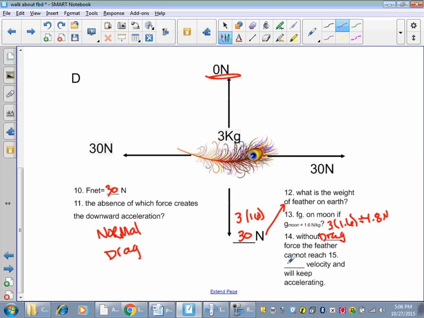the feather cannot reach terminal velocity. Okay, terminal velocity is just the maximum speed you can go with air drag and force gravity balanced out, right? So eventually this feather will go the same speed, and you saw that in the video today.